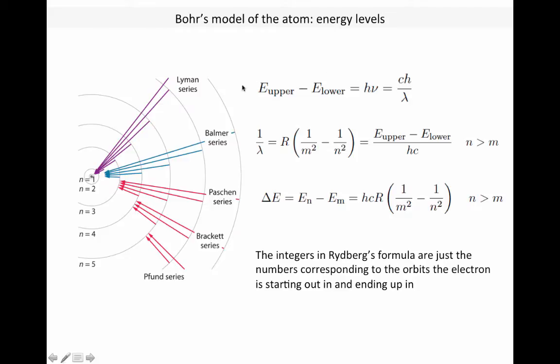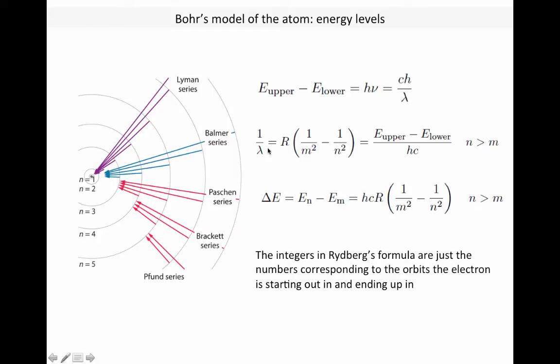Bohr's new principles that underlie his model of the atom say that the difference in energy between the upper orbit that the electron starts in and the lower orbit that it jumps down into is equal to hν, according to Planck's formula. So ν is the frequency of light, that's equal to the speed of light, c, divided by the wavelength, λ. So we can write the formula like this.